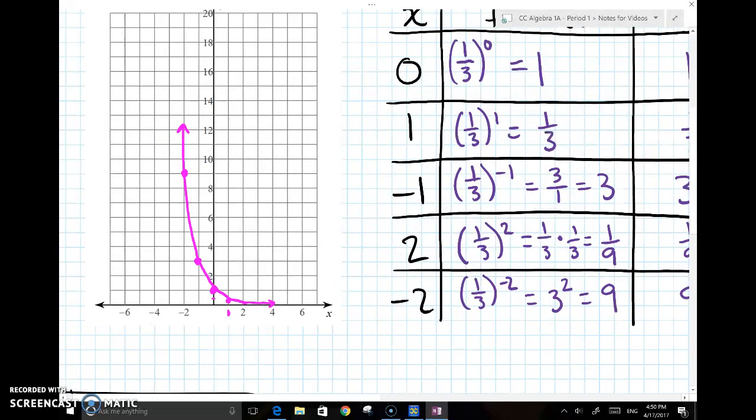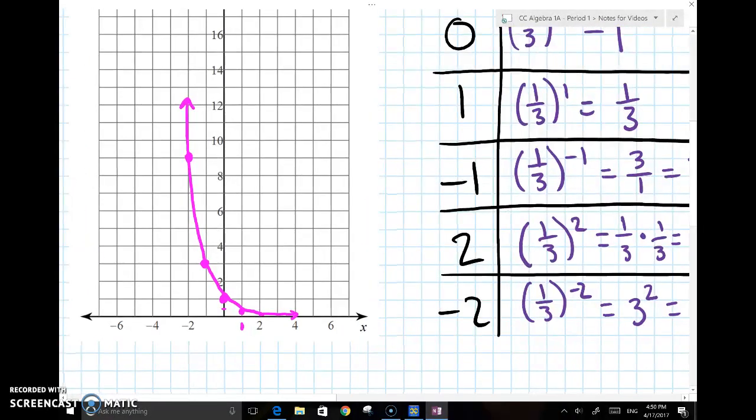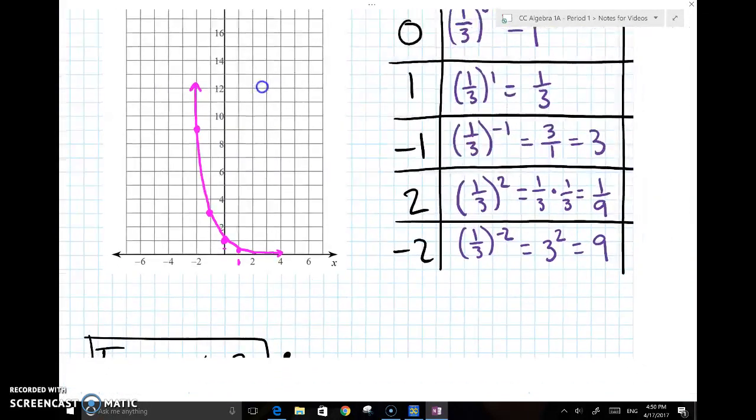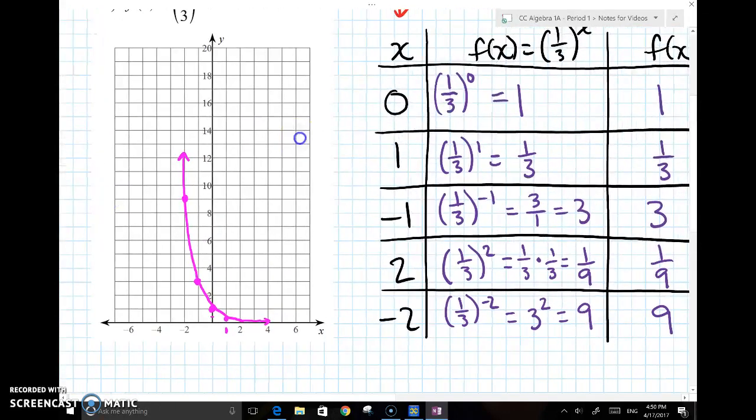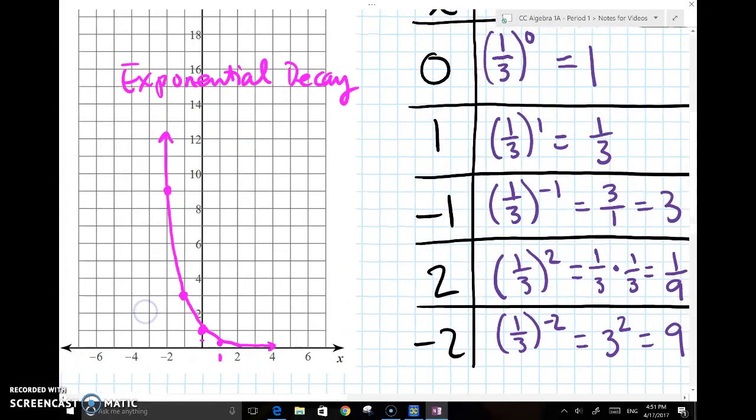And because it is decreasing as you go from left to right, this thing is going down. Because it's decreasing, this is called exponential decay. Okay, so exponential decay. Decay means the decline of something. And there you have it. Okay.